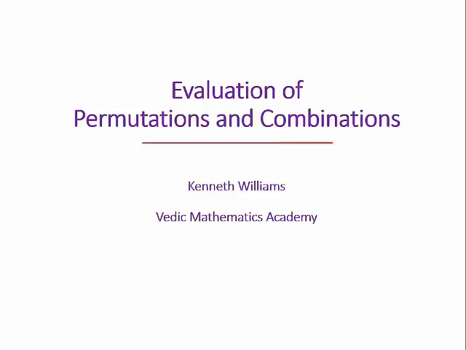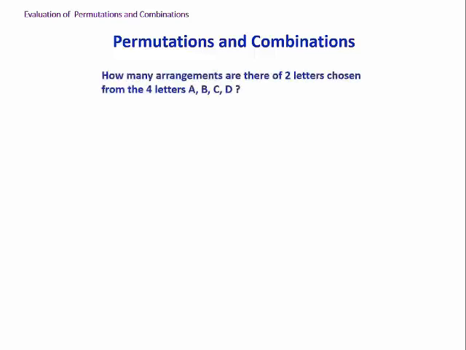Permutations and combinations are very useful, and we're going to see here how we can use Vedic mathematics to evaluate them. So first of all, just a quick explanation of what we mean by these terms. Suppose we want to know how many arrangements there are of two letters chosen from four letters, say A, B, C, D. The convention is to write this like this, 4p2. So it's a permutation, because we're asked about an arrangement of letters, and we're choosing two things out of four things, so the numbers are written on the left and right like that.